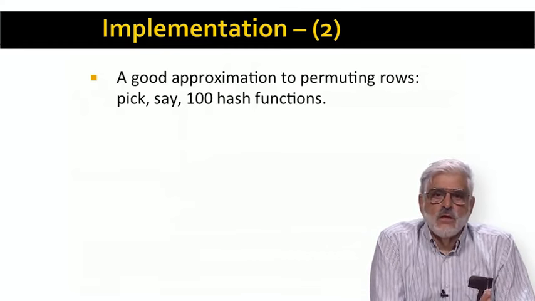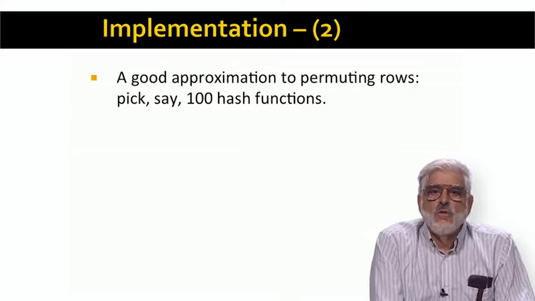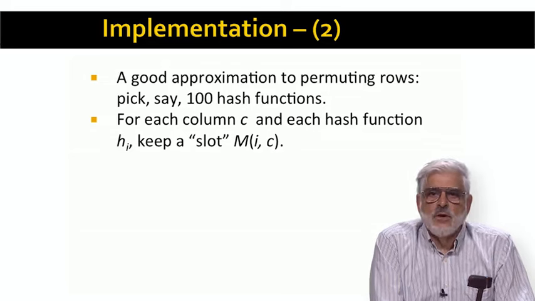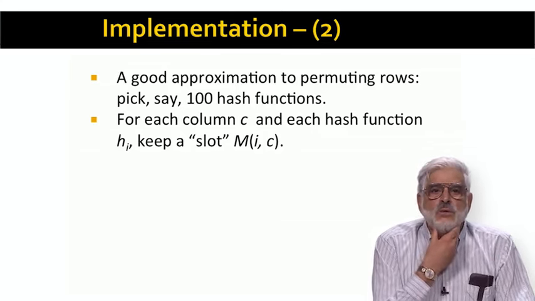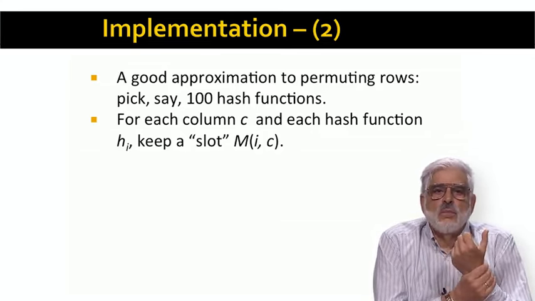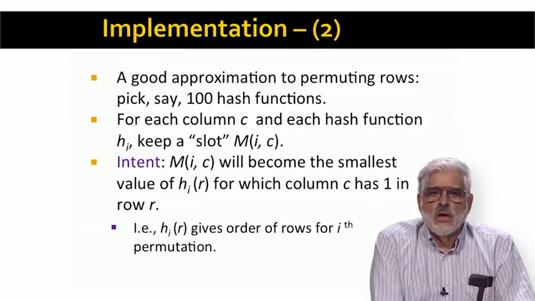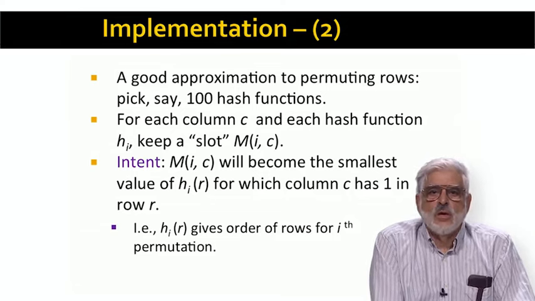More specifically, let's pick some number of ordinary hash functions, say 100 hash functions, one for each min-hash function we want to simulate. For each column c, we keep a slot for each of the hash functions, called the slot for column c and the ith hash function, M(i, c). If we want 100 min-hash functions, then the number of slots is 100 times the number of columns. Our goal is that eventually M(i, c) will become the smallest value of h_i(r) for which column c has a 1 in row r.